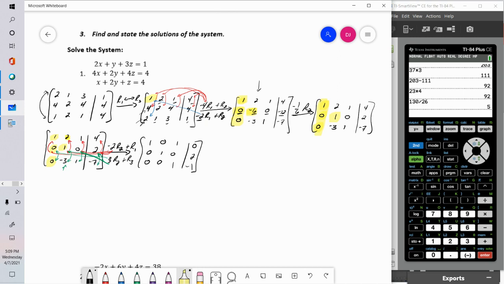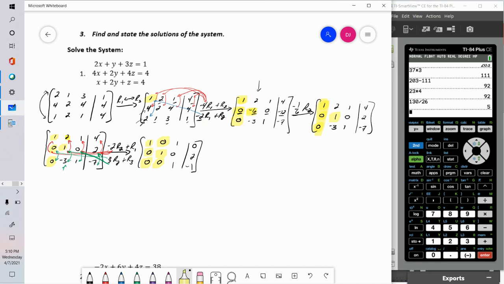Now we got fortunate here. We had the 1, the 0, the 0. We had gotten this 1, and we were trying to get the 0 in the top row of the second column and the 0 in the bottom row of the second column. Notice we got a little lucky.